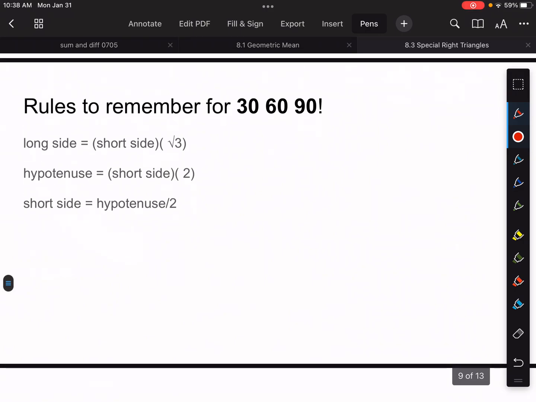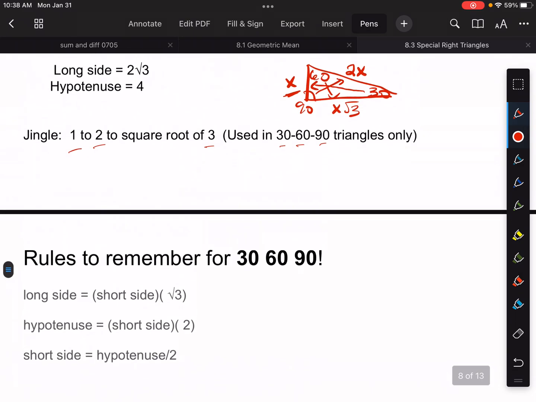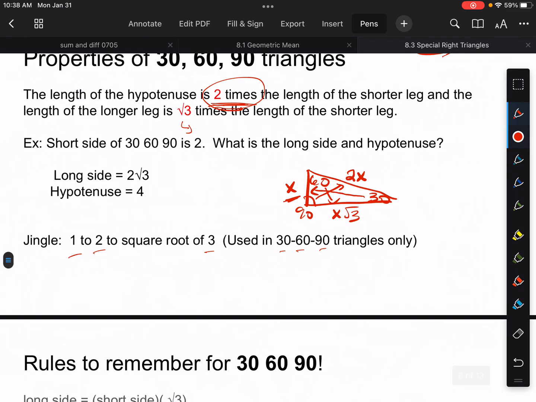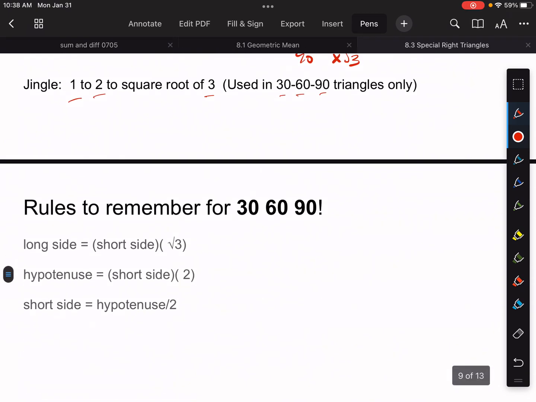All right, so here's some rules to remember if you need to jot these down. So the long side is always equal to short side times root 3. The hypotenuse is always equal to the short side times 2. And the short side is always equal to the hypotenuse divided by 2. Remember that we have a pattern here with all right triangles. We know that if a side length changes, the angle changes as well. We're just following the pattern.